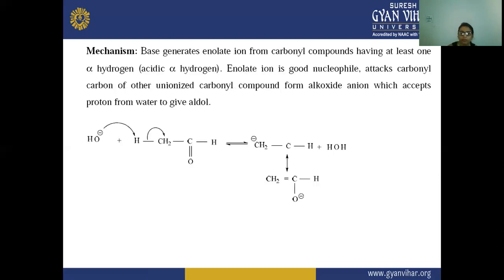Next is the mechanism. So base generates enolate ion from carbonyl compound having at least one alpha hydrogen, and enolate ion is a good nucleophile that attacks the carbonyl group of another unionized carbonyl compound to form alkoxide anion, which accepts a proton from water to give aldol. So here you will see the hydroxide ion will react with this alpha hydrogen and there is a formation of the water molecule. After that, this carbanion is formed. This carbanion can be resonance stabilized to form this compound.